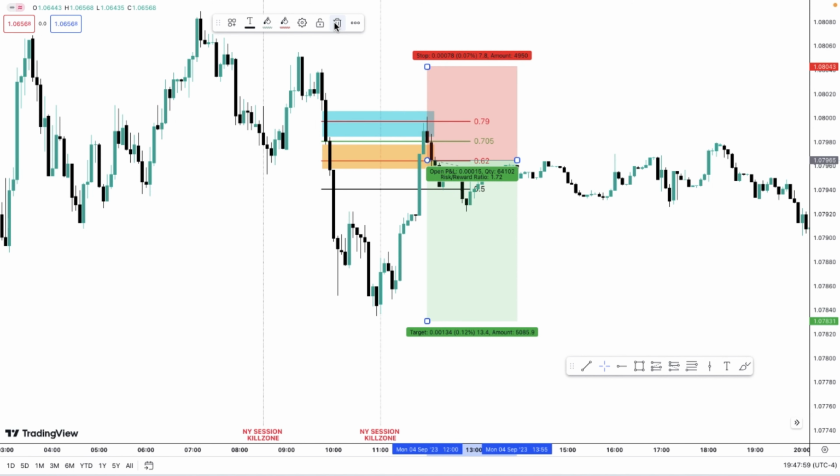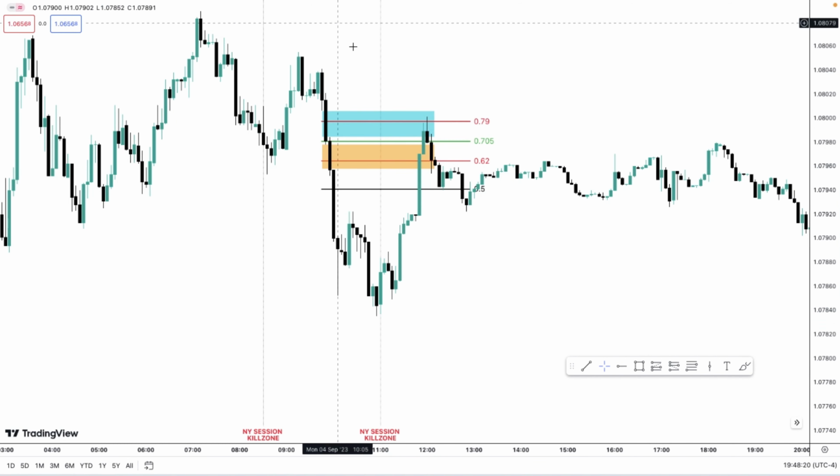So the 62, so far I only mentioned the 62. The 62 will always point towards a PD array that you can sell. Most of the time it's going to be a fair value gap. Other times an order block. There's always something the 62 is pointing to.